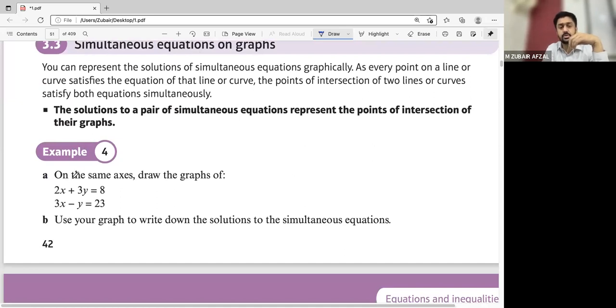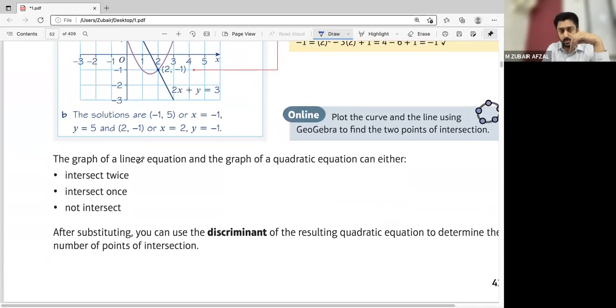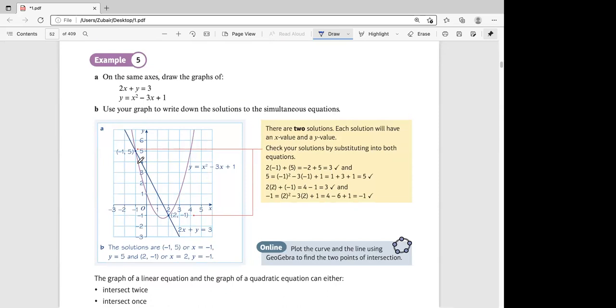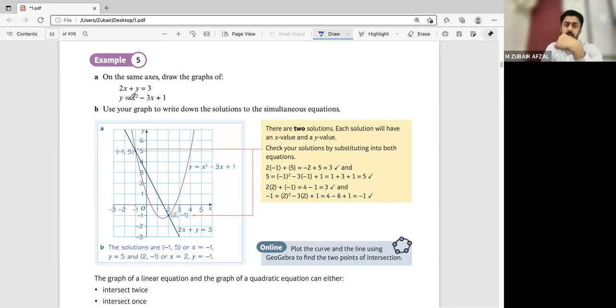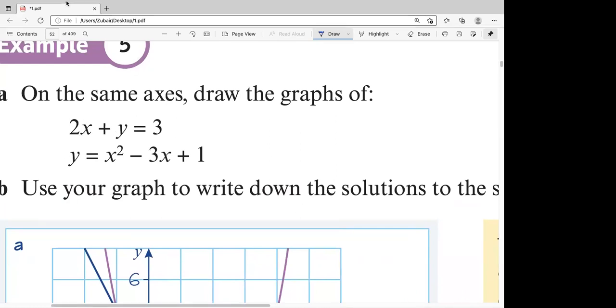On the same axis, draw the graph of these linear and quadratic equations. I would recommend that you solve this showing each and every step, with at least one question each, one from linear and the other from quadratic. Do you remember how you used to draw the graph? If I give you this question and ask you to draw it and share it with me, will you be able to do it? Okay, I'll give you the example.